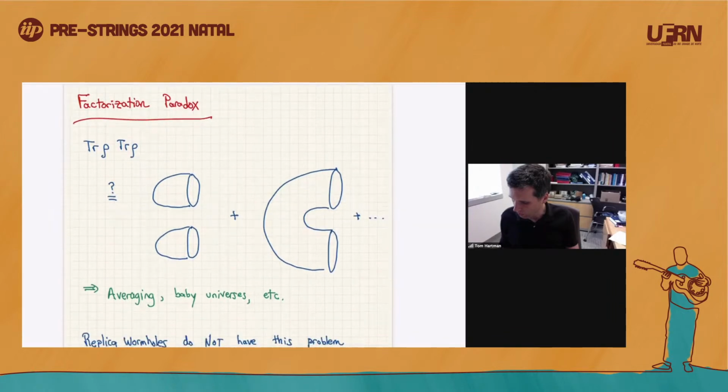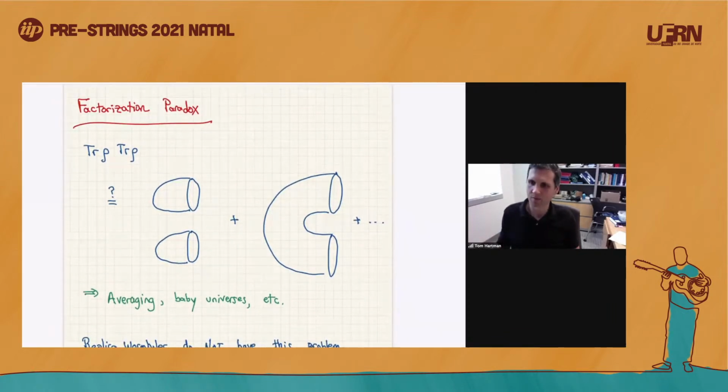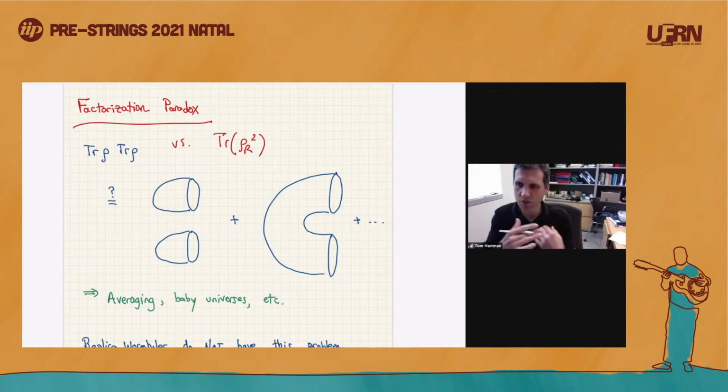Now, the replica wormholes that we discussed do not have this problem because we did not calculate a quantity squared. We calculated trace of rho squared. In terms of these path integrals, when we glued together region R, we did not do the path integral that's drawn; we did the path integral with these additional cuts here, which glued together the boundary conditions. So by gluing together things in the asymptotic region, we expect the answer to not factorize, and indeed it doesn't factorize. So there is no factorization paradox for replica wormholes.